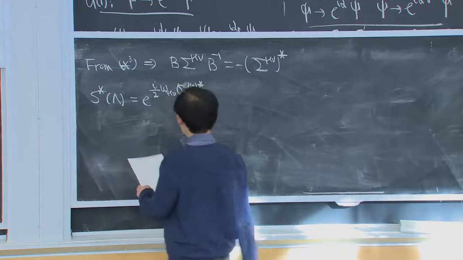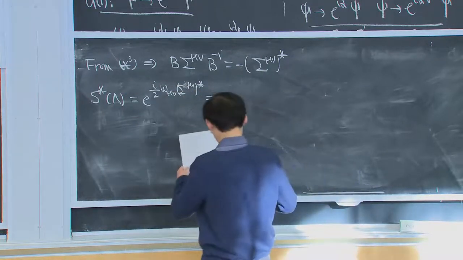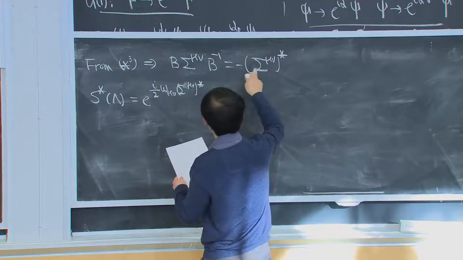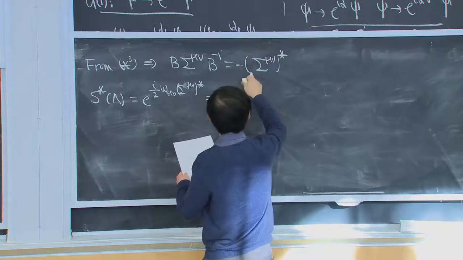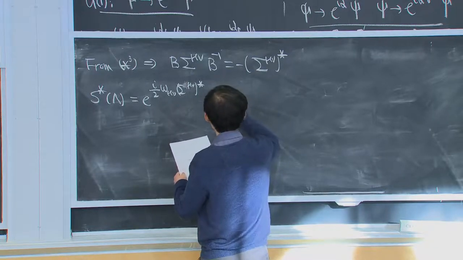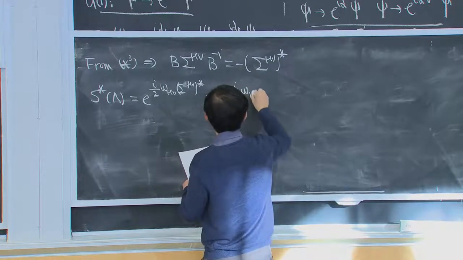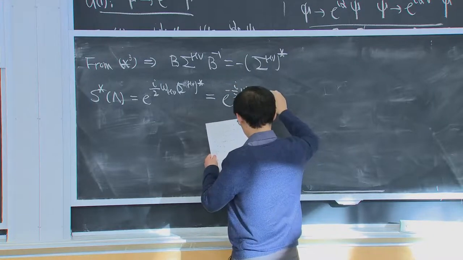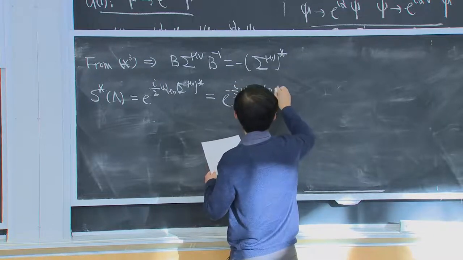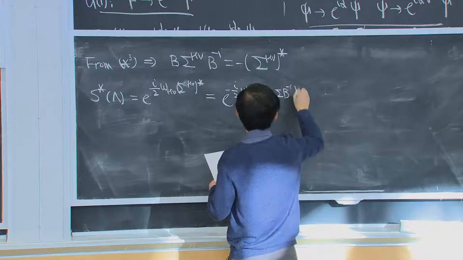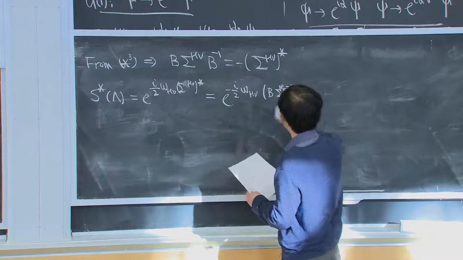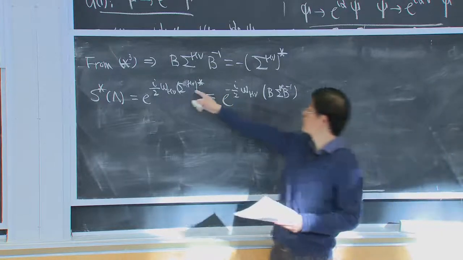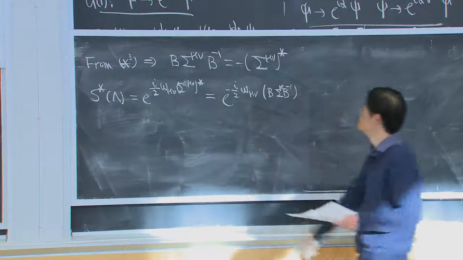is just equal to, you can just plug this in, exponential minus i omega mu nu, with B sigma mu nu B minus 1. So I just inserted that sigma mu nu star is equal to minus that here.